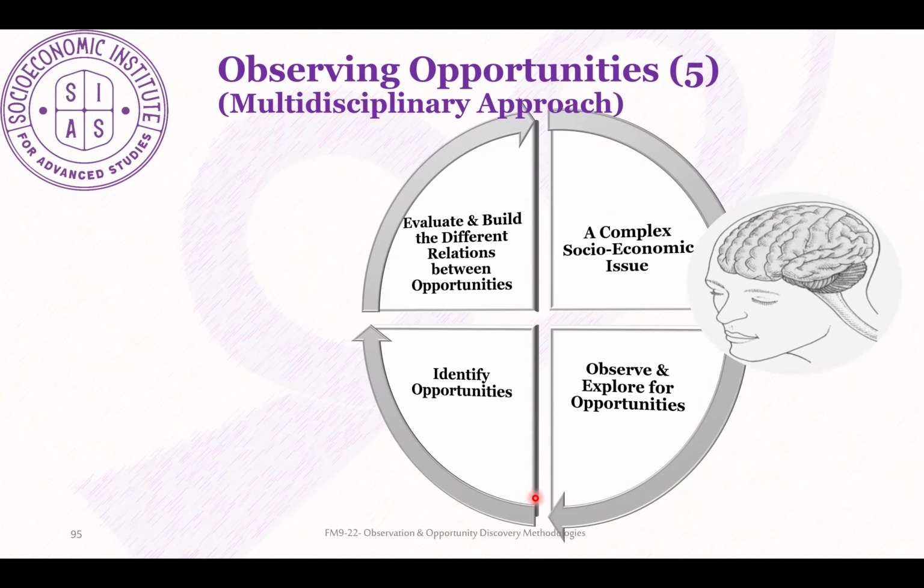So once we observe something as a complex issue, we can start to observe internally and externally what we need to focus on, and then we start to explore for opportunities, step by step. These steps will take us to identify the opportunities, and then evaluate and build the different relationships between the opportunities.